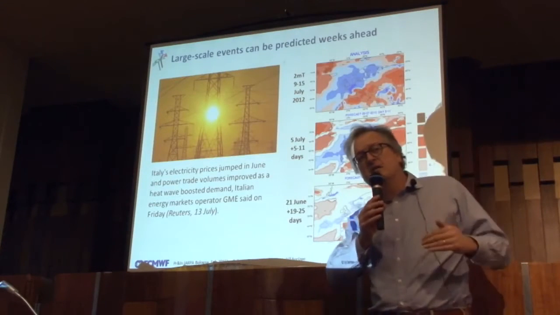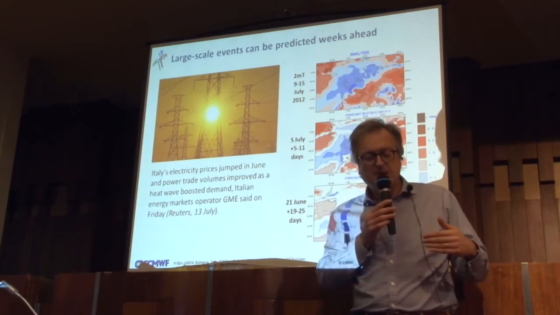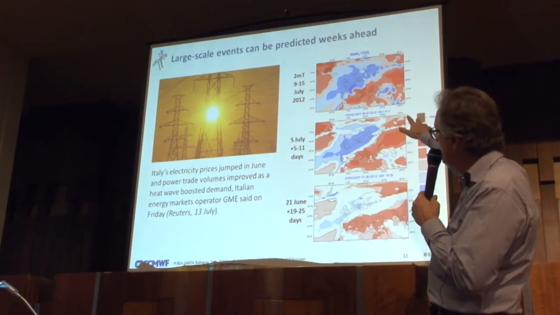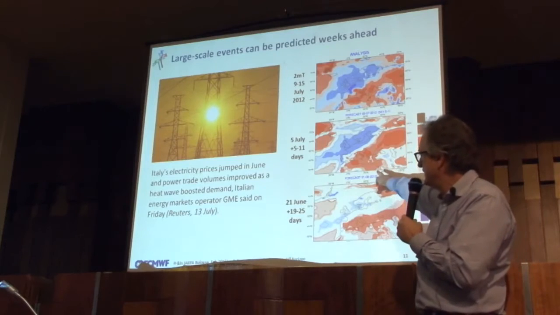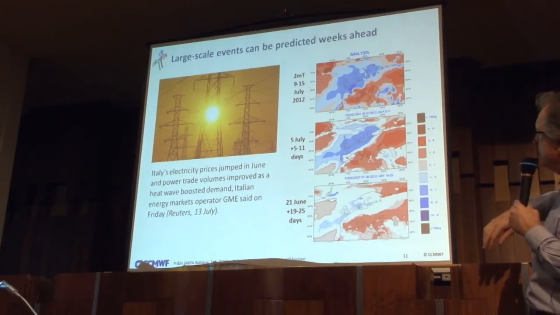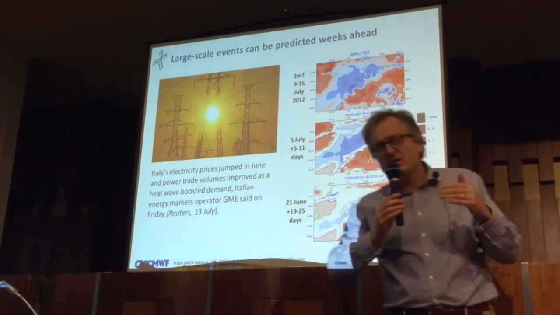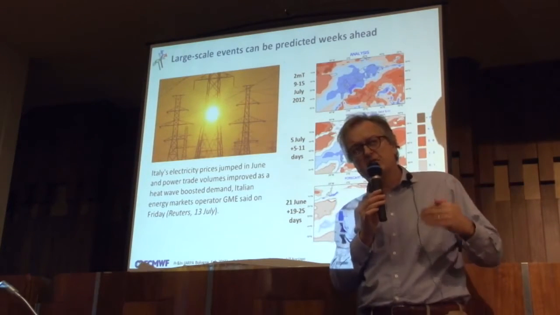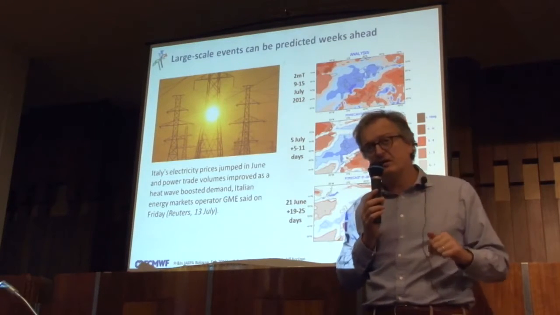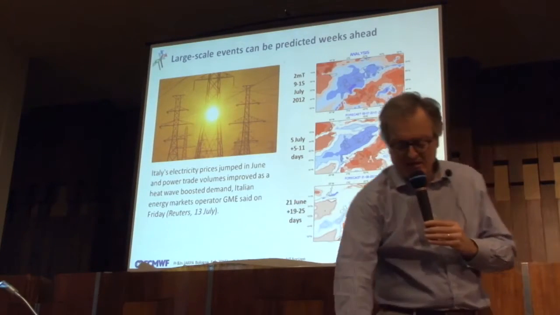If we go to even larger scale patterns, we know that we can predict, even over Europe, extreme weather events like heat waves or cold waves. This is a heat wave that hit Italy in July 2012, where we were able to predict this phenomenon. So even for an area like Europe, which is extremely difficult to predict a few weeks ahead, we were able to give a good prediction up to 4 weeks ahead.